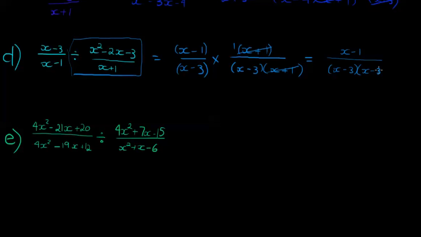Now you could leave your answer like this. This is not wrong at all, but you might feel more comfortable simplifying further and multiplying these out. Since you've already factorized and nothing can cancel, you can multiply it out, which would actually be a simpler form, and this becomes x squared minus 3x minus 3x, which is minus 6x. Negative 3 times negative 3 is plus 9. Okay, you could leave it like that as well.